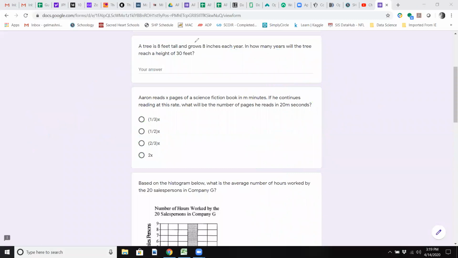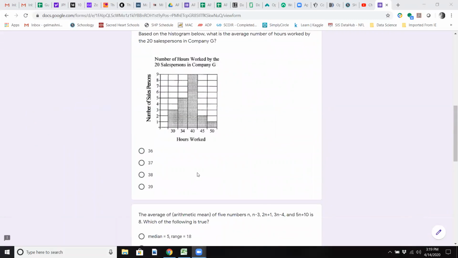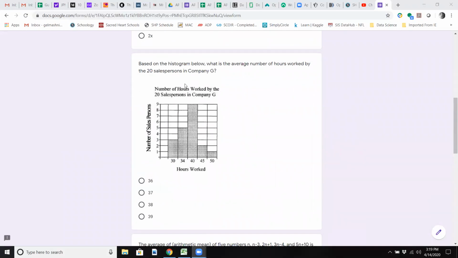So these are the kind of problems we'll see eventually. Let's look at here. Based on the diagram below, what is the average number of hours worked? So this is dealing with statistics. So apparently 3 people work 30 hours, so you do 3 times 30. 5 people work 34 hours, you do 5 times 34. 9 people work 40 hours, you do 9 times 40. 2 people work 45 hours. 1 person worked 50 hours.